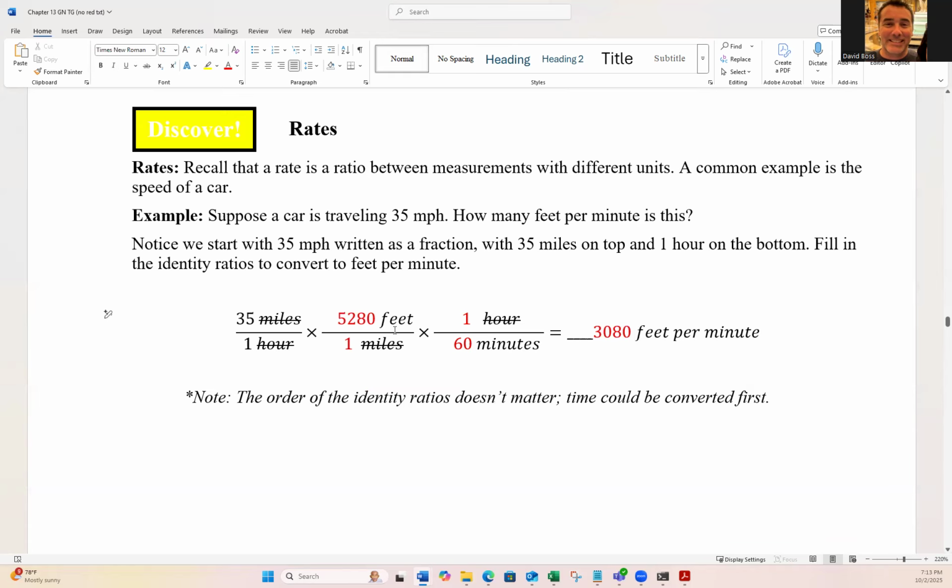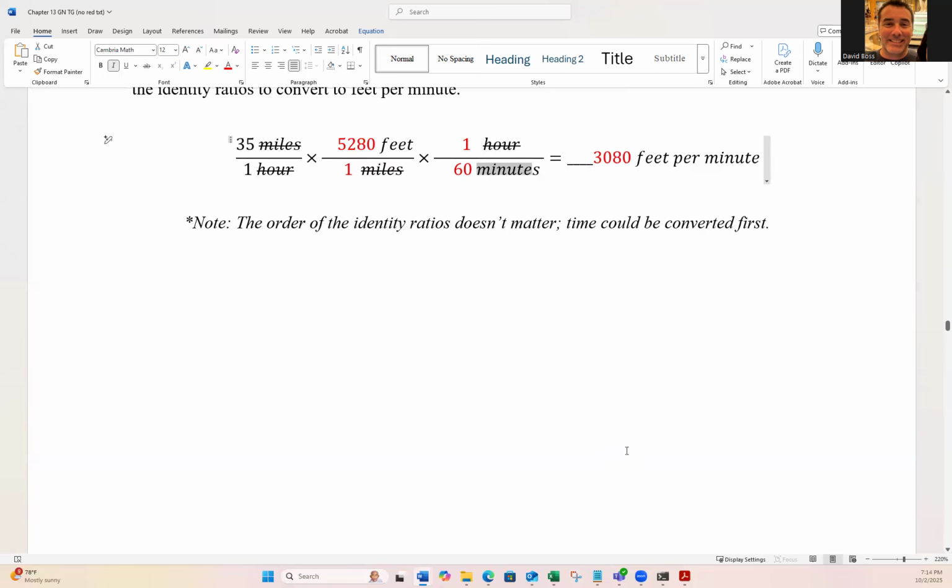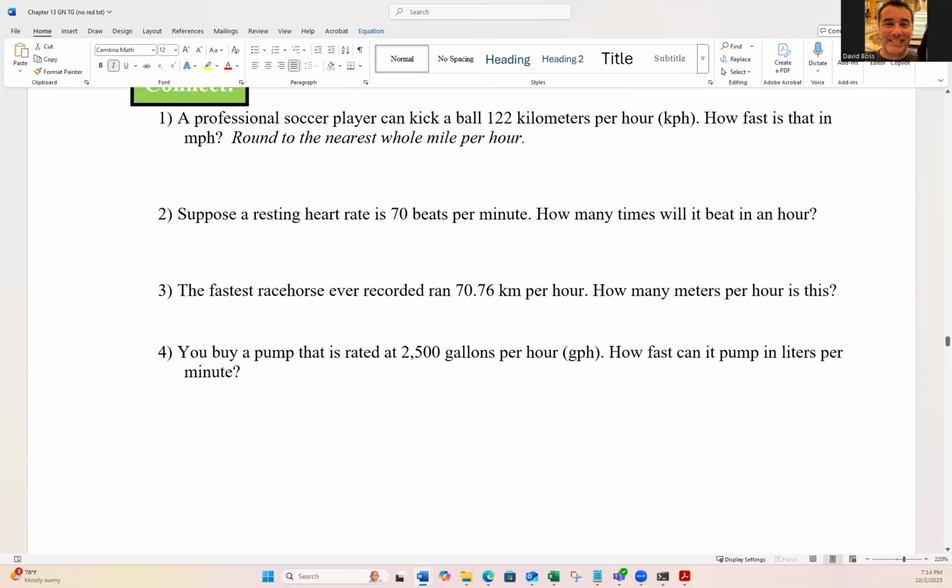So it's the same concept. You just have to adjust two metrics. So miles has to go to feet and hours has to go to minutes. So we know how to convert all those. We just got to set it up correctly. So miles on top here, miles on the bottom here, hours on the bottom here, hours on top here. And then you're left with feet divided by minutes, which is feet per minute. Okay, let's continue on.